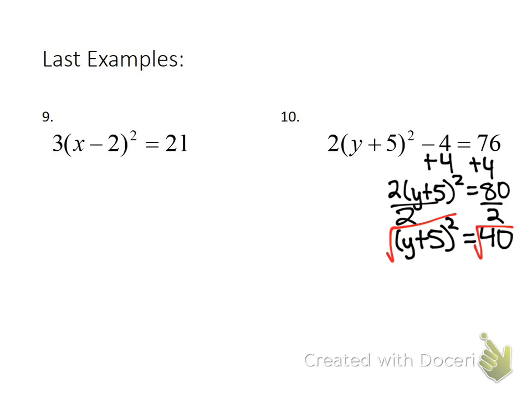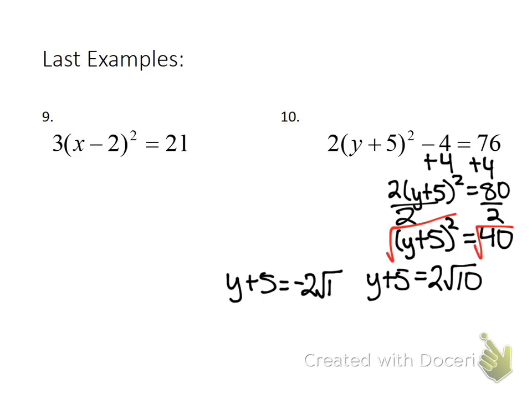So y plus 5 equals, did anybody simplify that radical? 2 square root 10, or what's my other option? Negative 2 root 10. Now these get a little tricky when we go to simplify them because people want to combine things that we're not really supposed to combine. What's going to be my last step to getting y by itself? Subtracting the 5. On both of them, we subtract 5.